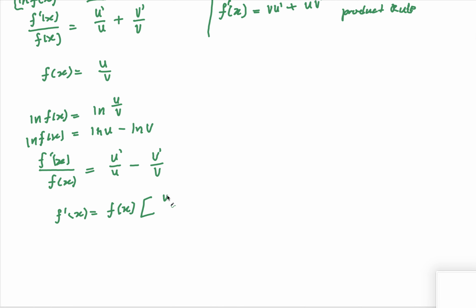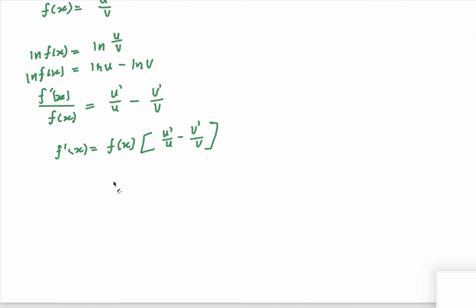And now to make f prime the subject, you simply have to multiply by the original function and put these ones in the bracket. So you get u over v times u prime over u, minus u over v times v prime over v, and this simply equates to f prime of x.